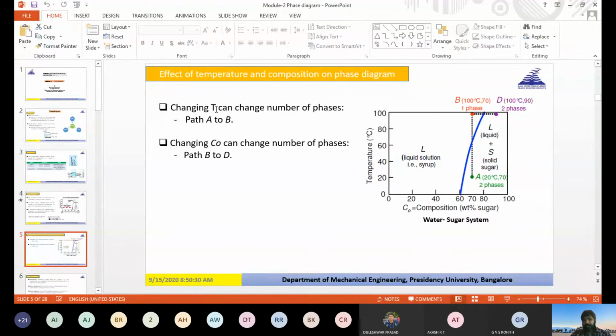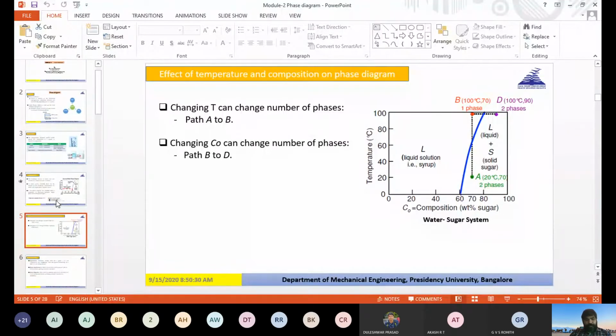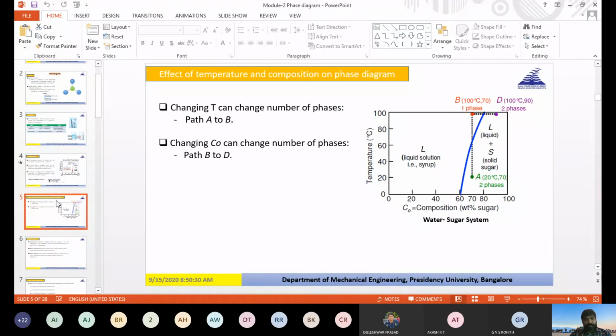Okay, so changing temperature can change the number of phases. So here you just see, you just change the temperature and from two phase you reach one phase. So the number of phases is changed. Path A to B. Changing concentration can also change the number of phases. So here you see, you are at this point, you keep on adding sugar at this point. What will happen? You will come to this region because sugar will be added. So from one phase to two phase region, you can get by changing the concentration, path B to path D. Okay, I hope the things are very clear to you. Now we will move to some more concepts, some more technical terms in the phase diagram.